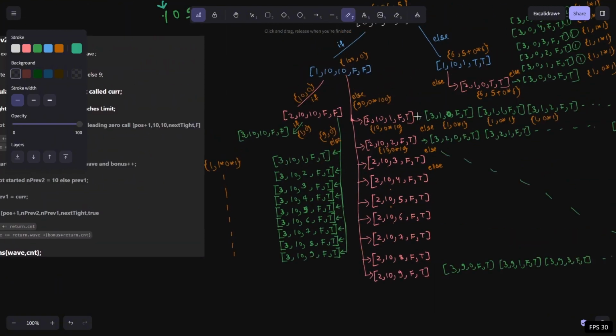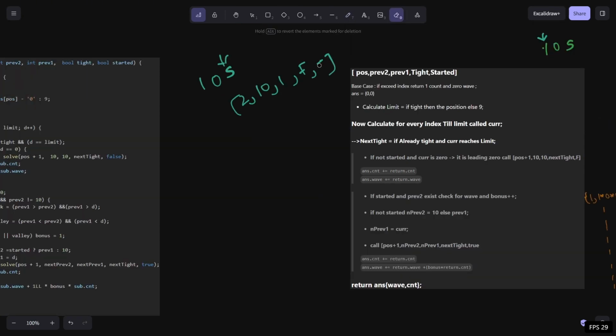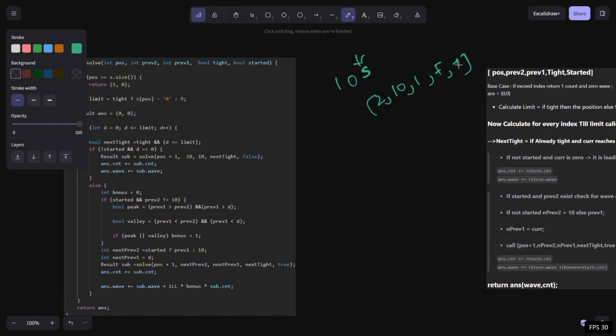Similarly, if we do it for 2 10 1 ft, we are at 2 10 1 f true currently, so the number has started, and the limit is going to become 9, since it isn't the limit. So d is 0 to 9. Is it a leading 0? No, because we already started. The current digit is 0, but previous two equal to 10, so we are not going to calculate peak or valley, because previous two equal to 10, and started is true.